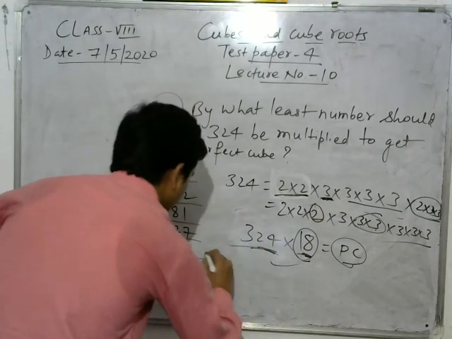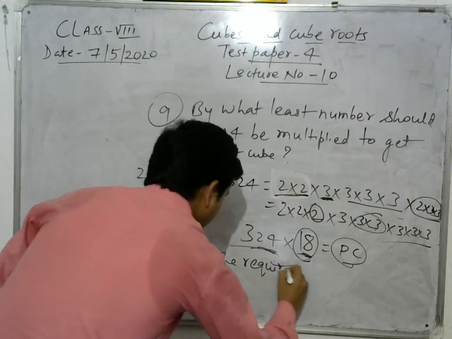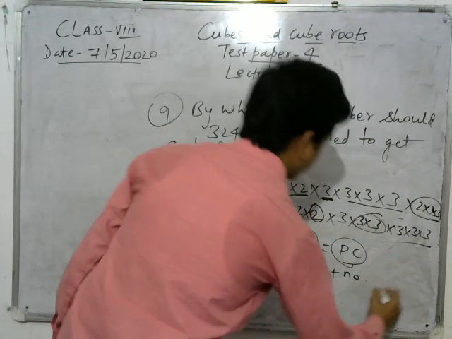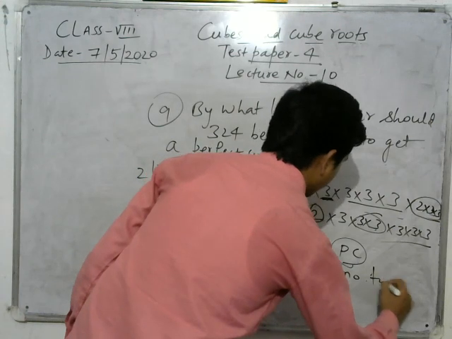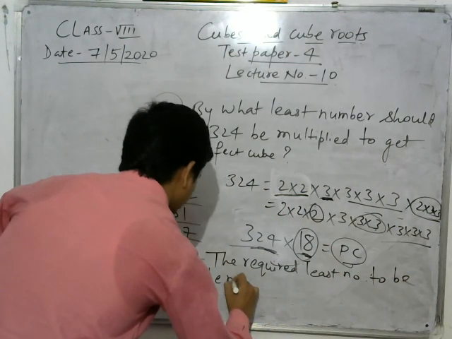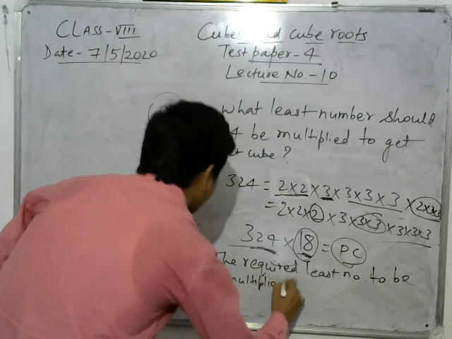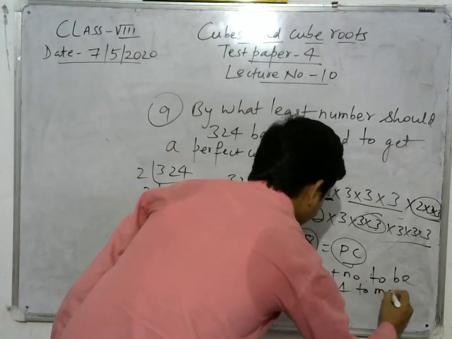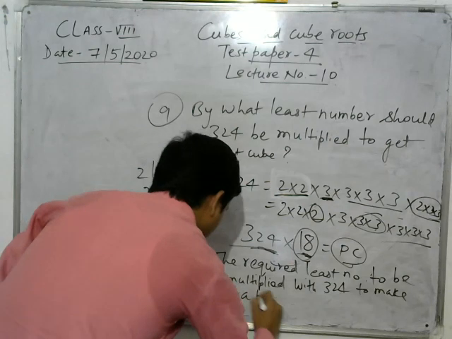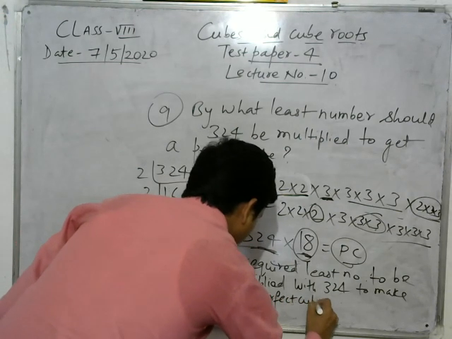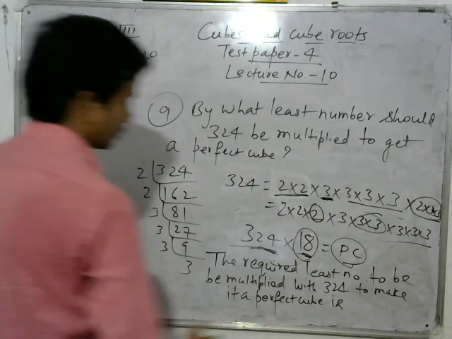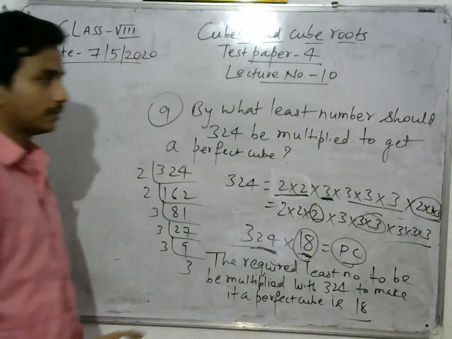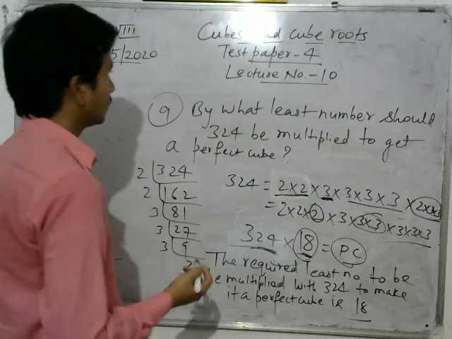So the required least number to be multiplied with 324 to make it a perfect cube is 18. Okay.